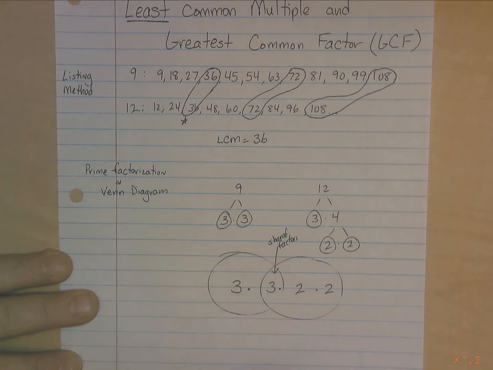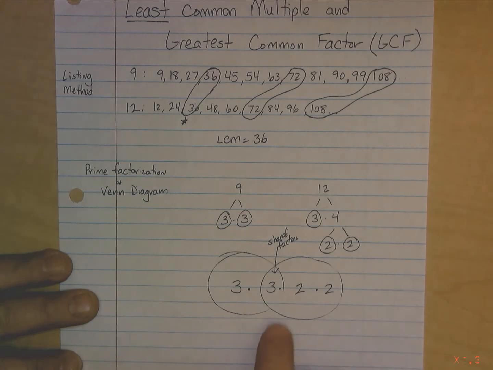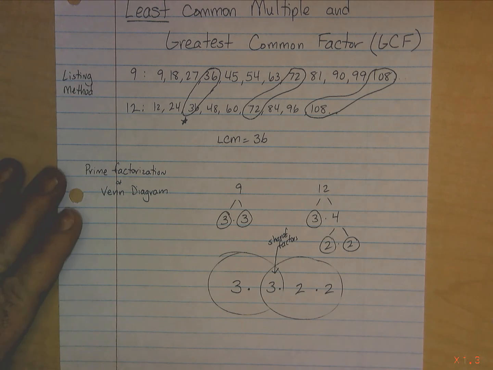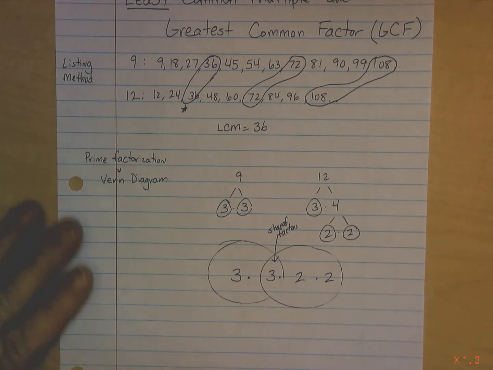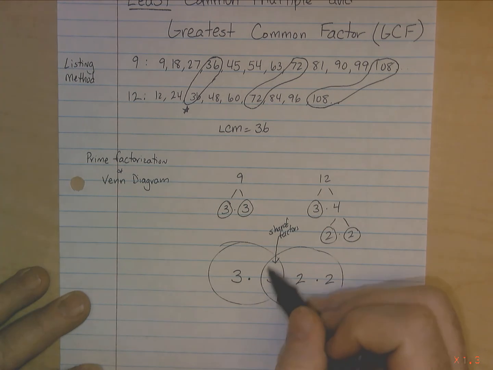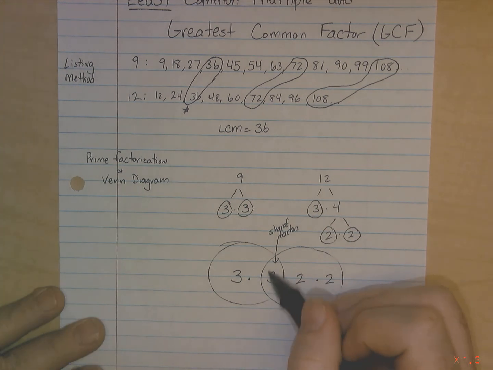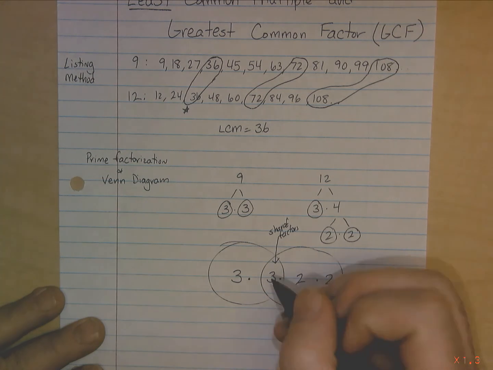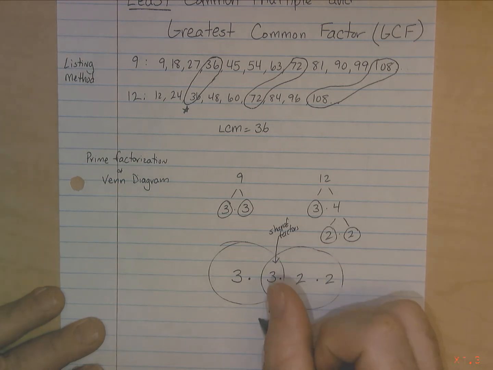Okay. So again, 3 times 3 is 9, and then 3 times 2 times 2 is 12. So this is the 12 circle. All right. Now, the cool thing about this is the shared factors. Sometimes there's more than one number in the middle, and what you would do is multiply those numbers inside what's shared. Since there's no other number, just 3, that's going to be your greatest common factor.